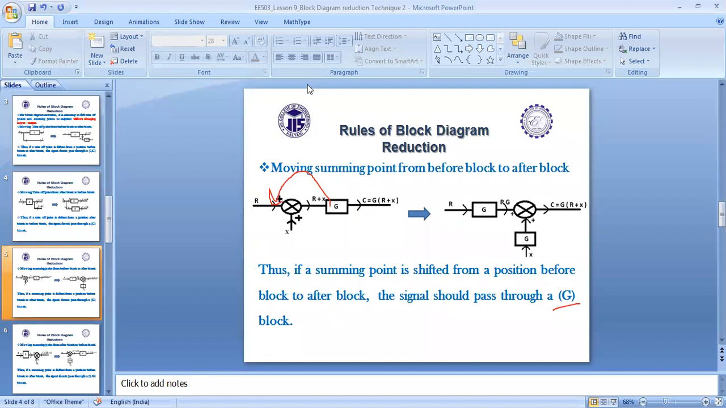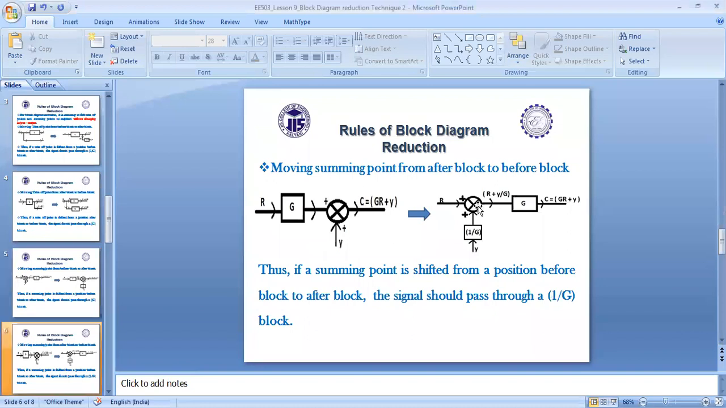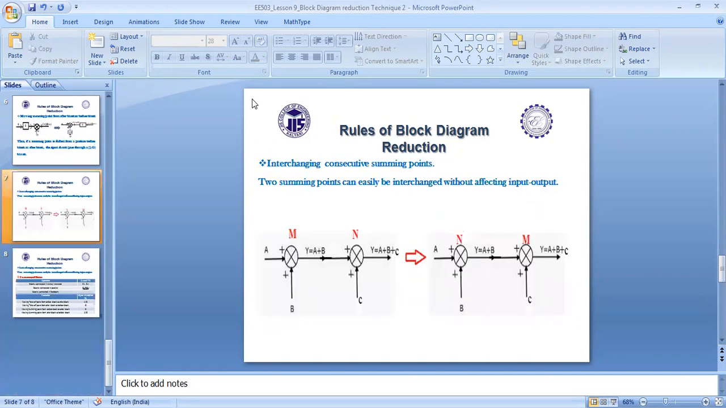If the summing point is shifted from before block to after block, then the signal should be multiplied by G. If the summing point is moved from after block to before block, then the signal should be multiplied by 1 by G. So these are 4 rules associated with shifting takeoff points and summing points from before block to after block and vice versa.